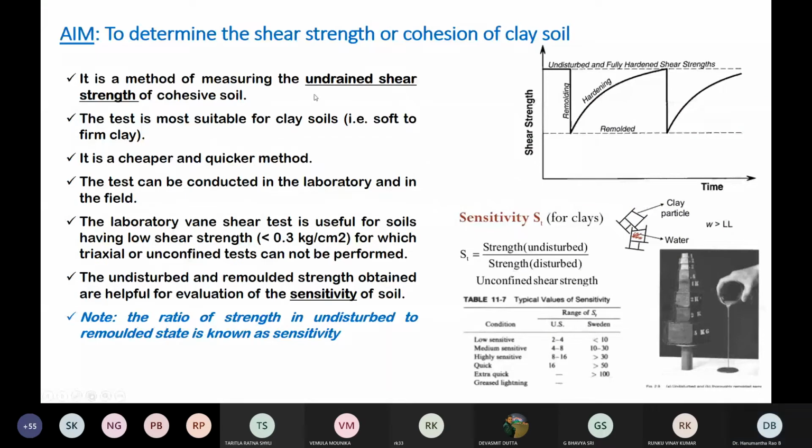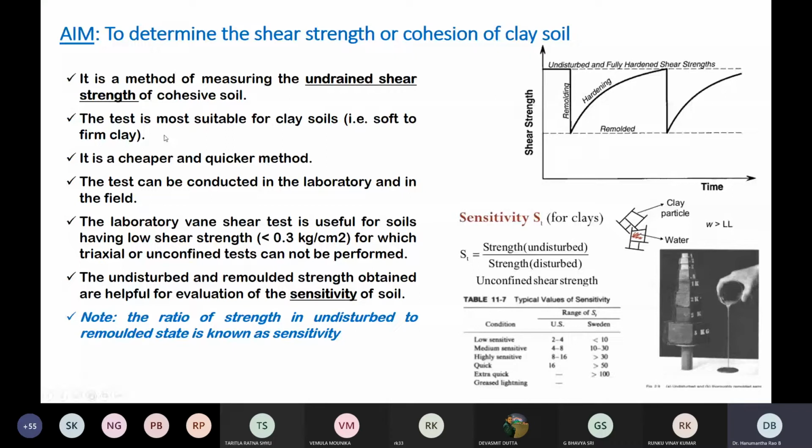The aim of this experiment is to determine the shear strength or cohesion of a clayey soil, and it is the method of measuring the undrained shear strength of a cohesive soil. Undrained because the test is very quick. Within that time, no water will be allowed to escape from the soil sample. That's why it is called undrained.